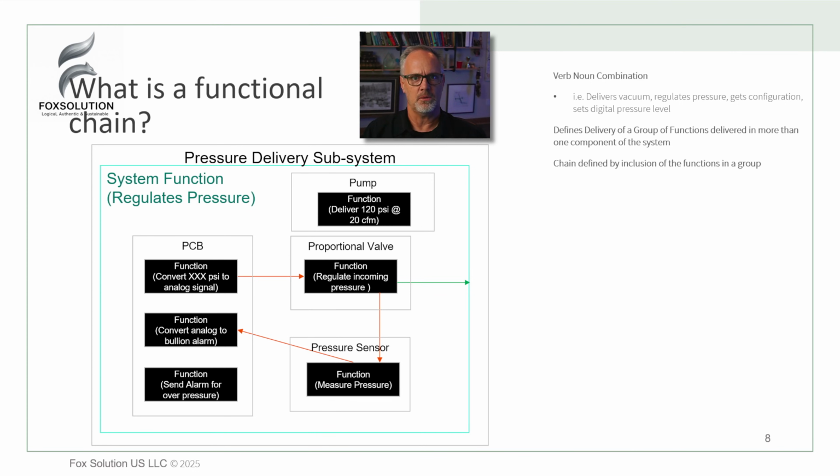So instead of just having one function that says we're going to do it all, what we have is many functions that are delivered in a chain in order to give a system level result. So I can say that an individual function is delivered in a printed circuit board or a proportional valve, but what I'm concerned about for the overall system is delivery of the pressure as an output of the functional chain, not of any individual function.